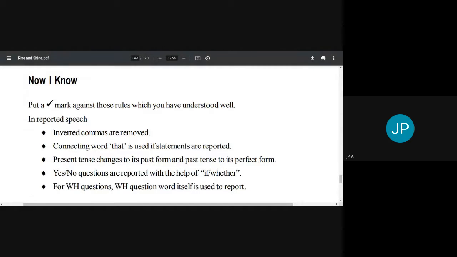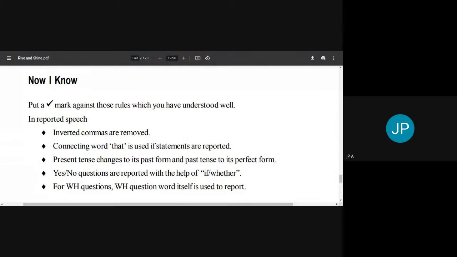Then we use connecting words. Connecting words like that is used. If it is a statement, if it is an exclamatory sentence or a plain statement, we use that. Okay, then present tense will change into past tense form, and past tense will change into its past perfect form. And what will happen to the past perfect form? Past perfect form will remain the same.